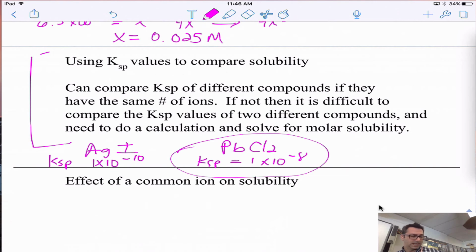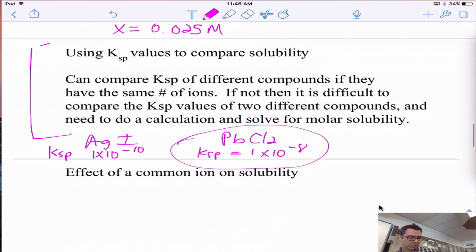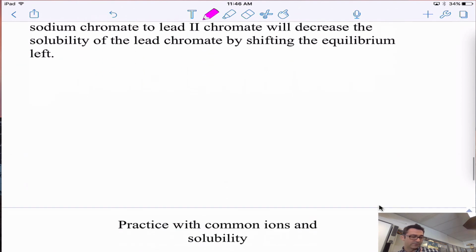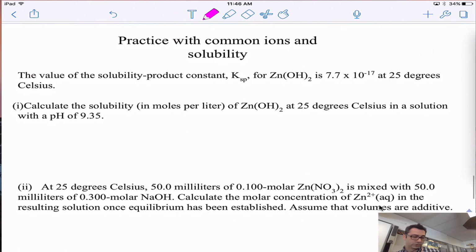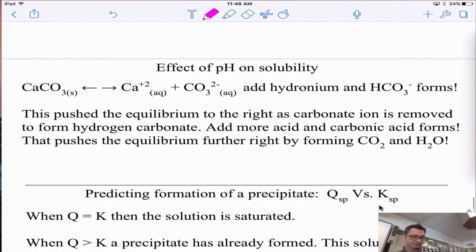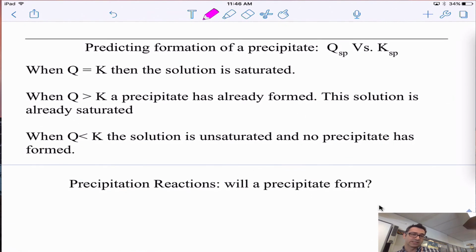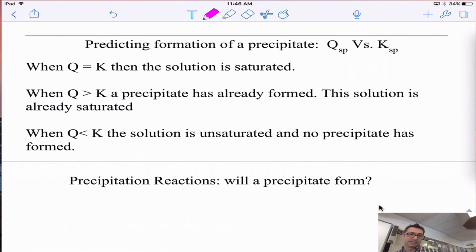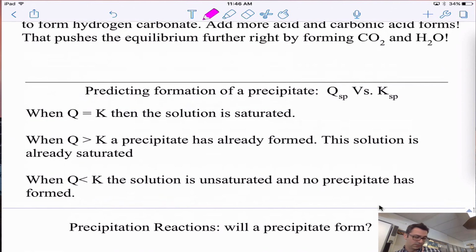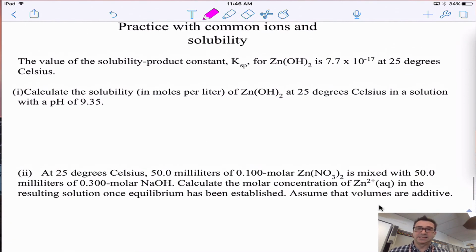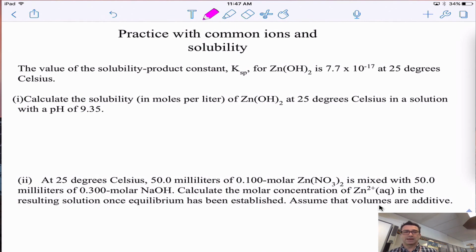And then when I do the next video, I'll touch upon what we discussed. And we'll talk about common ion and how it affects solubility. And we'll do some practice with those. And then we'll do pH on solubility, and then predicting if a precipitate will form or not. We'll do some of those problems as well. Again, this is just sort of like an addendum to acids and bases. It's a short chapter. There's just the calculations that go along with it.